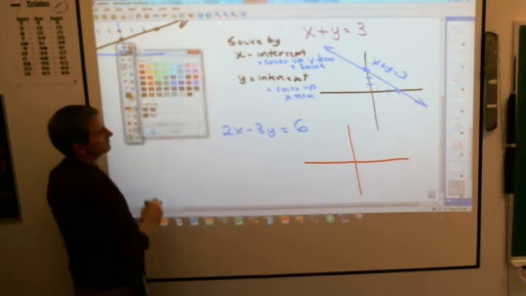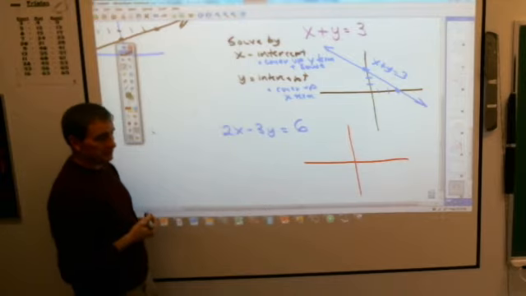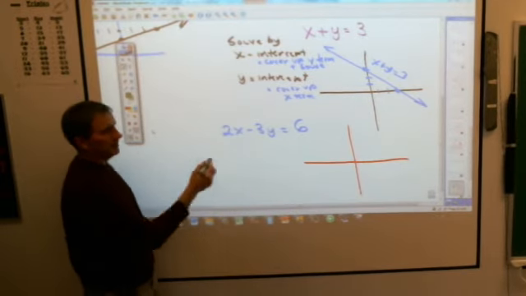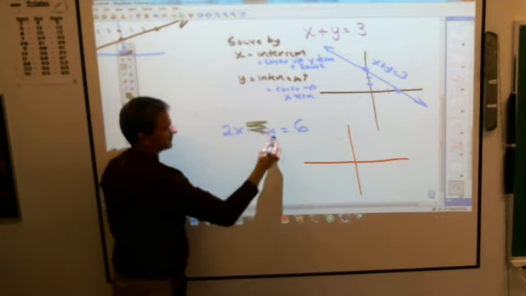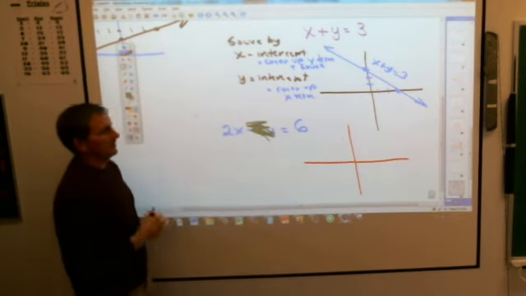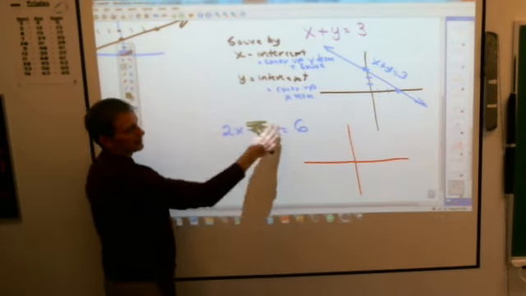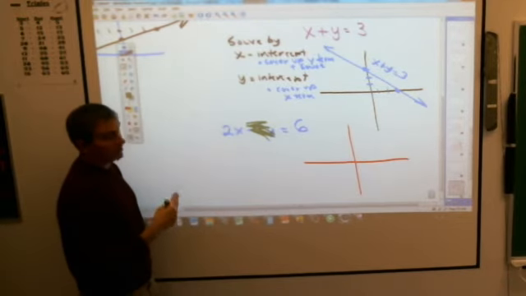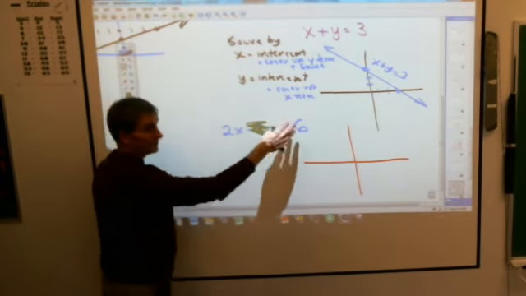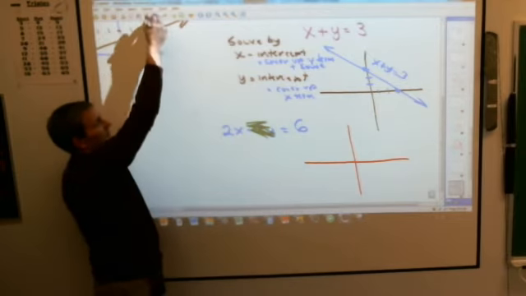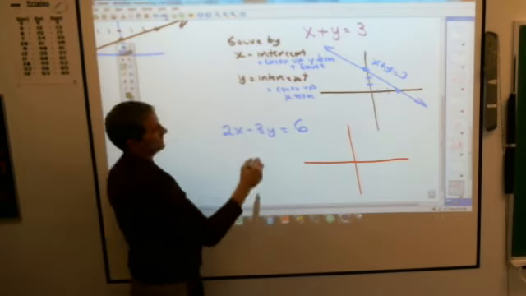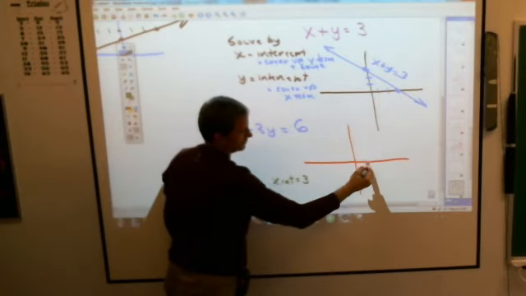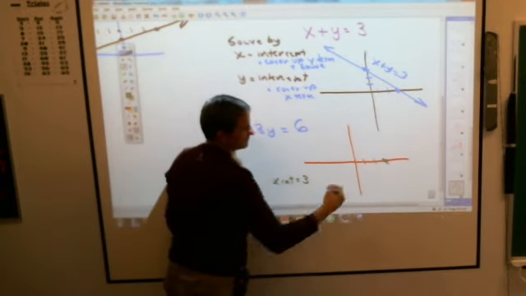Let's go with green. So if I'm looking for my x-intercept, I would cover this up. I'm going to blotch it out. I'll just erase that. If I have 2x equals 6, what does x equal? You had that equation, 2 times what number is 6? 3. So the x-intercept is 3. So here at 1, 2, 3, you put a dot.